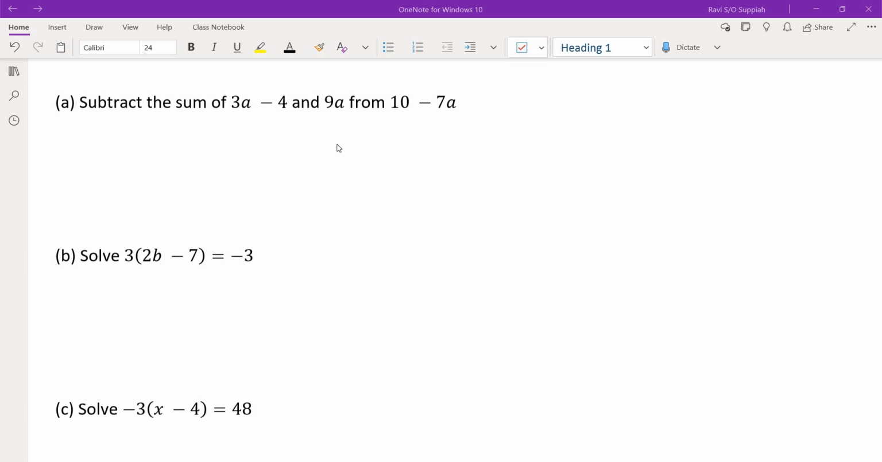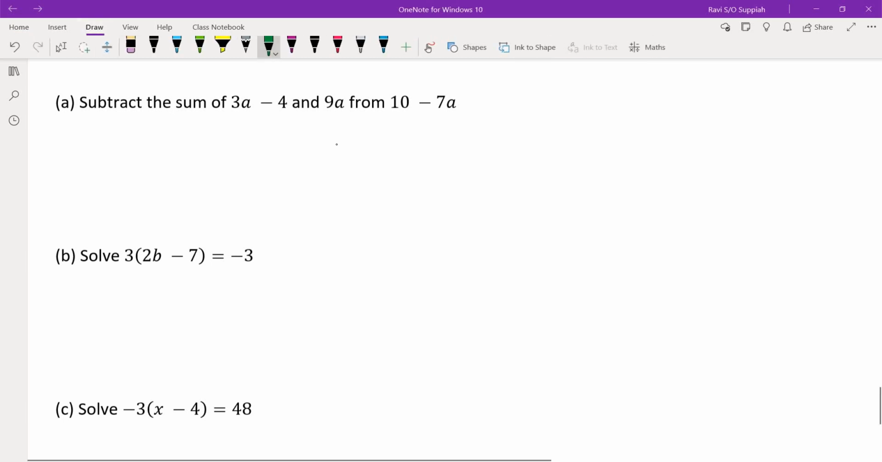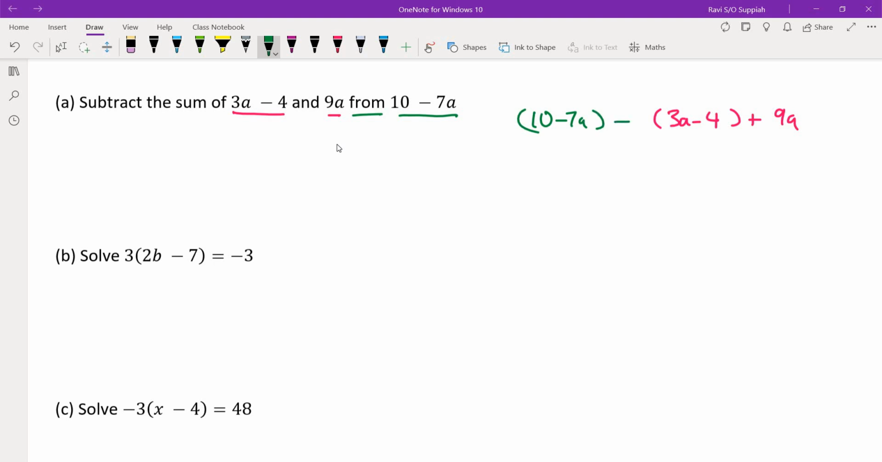Okay, so let's solve this last set of questions here. Subtract the sum of 3a minus 4 and 9a from 10 minus 7a. Similar to the earlier question, the sum of this and this will be 3a minus 4 plus 9a, and we're going to subtract it from 10 minus 7a. So we're going to subtract this expression from 10 minus 7a. That is how you write out the entire expression first.